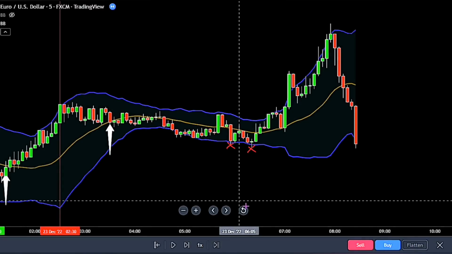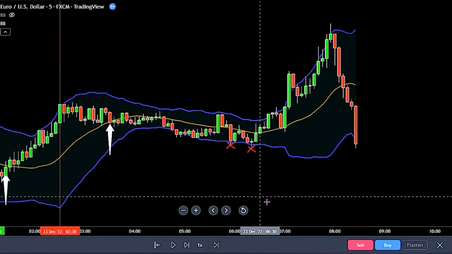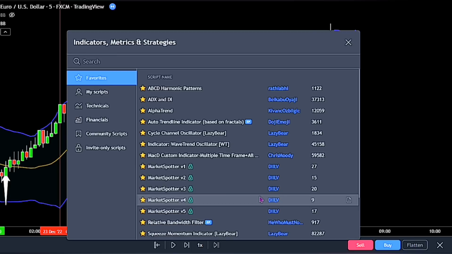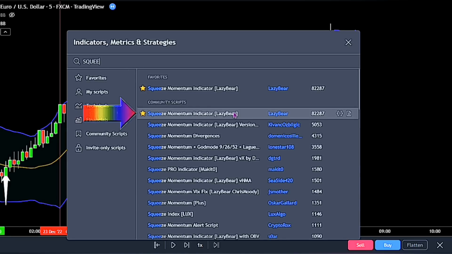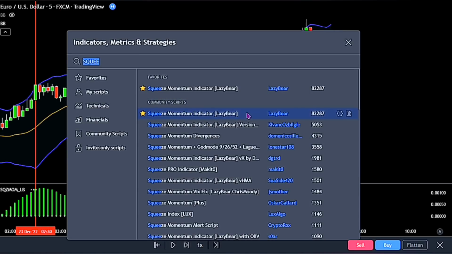Now for the confirmation indicator, bring up the indicator panel. The confirmation indicator is none other than the top indicator on TradingView for a long time. Search for the squeeze momentum indicator, this one by Lazy Bear. This identifies the momentum of the market.